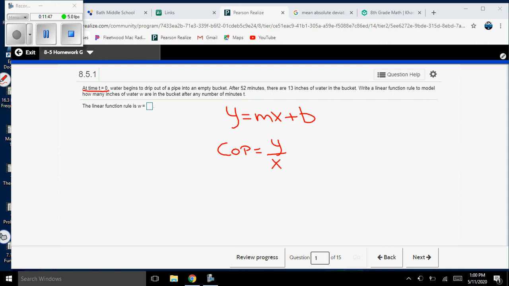So if we take a look at the fact that y is likely the time, I'll think about that for just a second, where w is inches of water in the bucket after t minutes. Okay, and so we're actually dealing with w and t here as opposed to y and x. So after 52 minutes, there are 13 inches of water in the bucket. Okay, so what do you guys think?